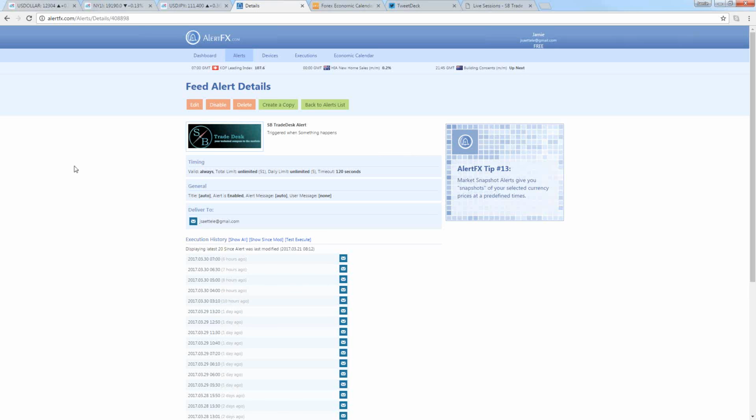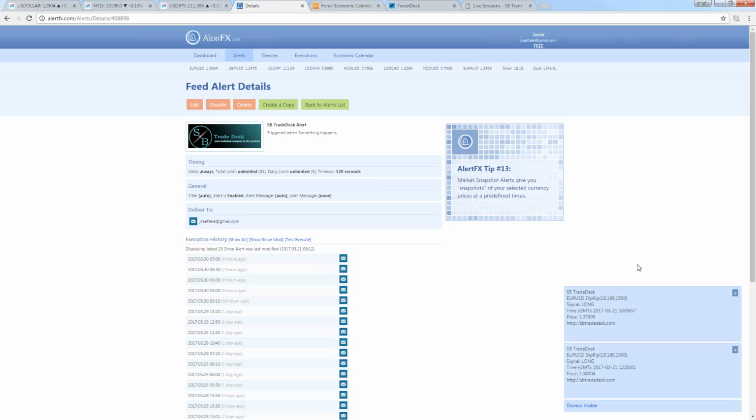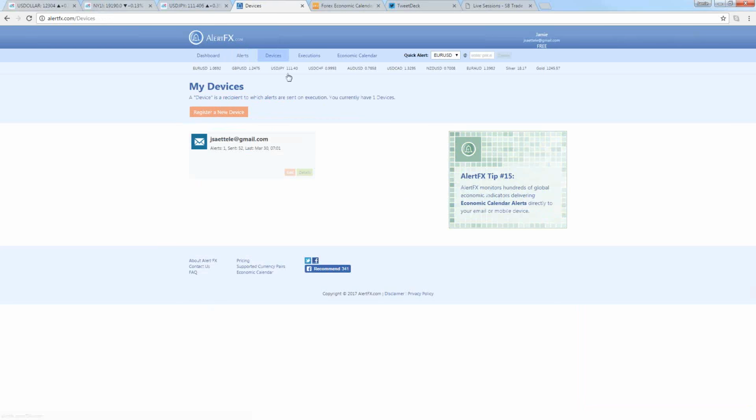But if you don't want to receive it, it's becoming too much, there's a disable option. So just disable, and it'll stop sending you stuff. And if you want to come back and get them later, you can always log back in and enable it. So there's that option. Devices: say you want to add or change an email, you can register a new device. Just click here, pretty simple stuff.